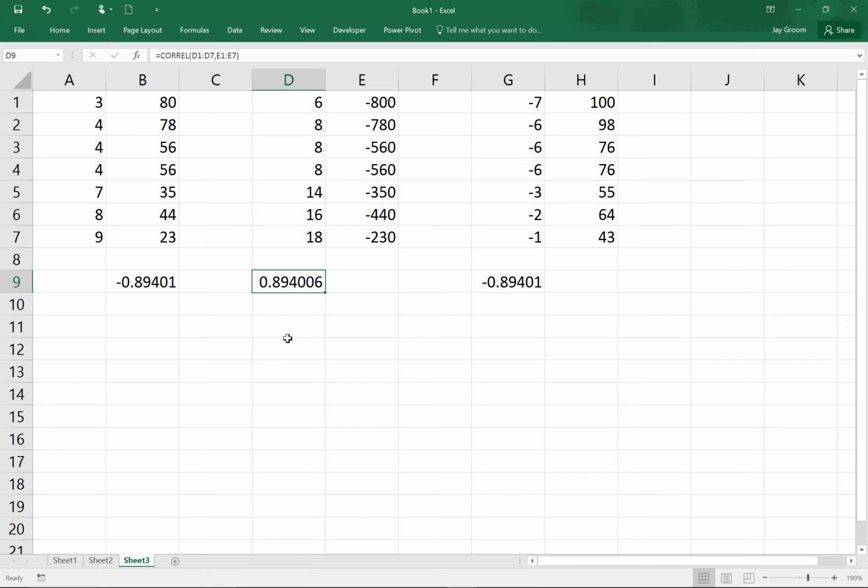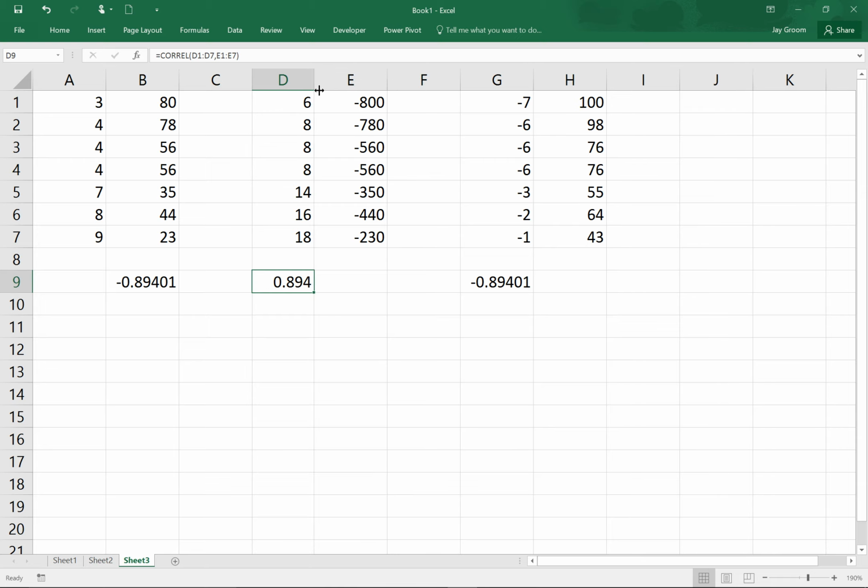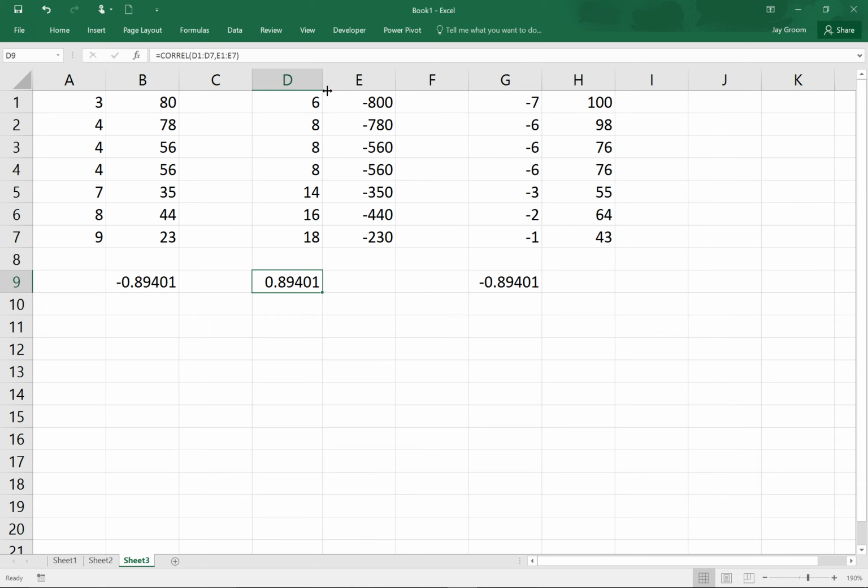But you'll notice that it is within decimal points. You see 0.894, 0.89401. I'm not really sure why that one didn't round, unless this column is just a skosh wider. Oh, I know why. It's because it doesn't have to account for the negative sign that this one does. These guys are the same. They're the same relationship, except in the middle the x's and y's are both getting positive.